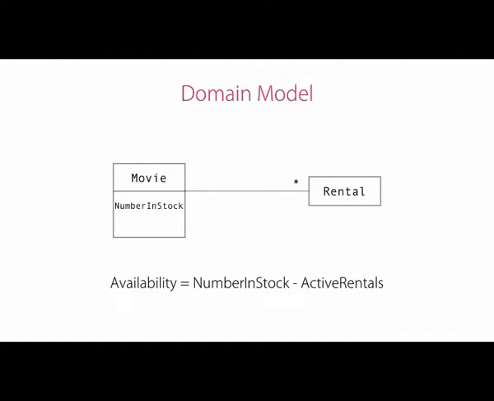Now, while this certainly works, I see a problem here. If we want to give a report to the user to see the movies that are not available, for each movie, we have to look up our rentals table to calculate how many active rentals we have for that movie. And as the data in our rentals table grows, we're going to see performance degradation. So I want to propose a different solution.